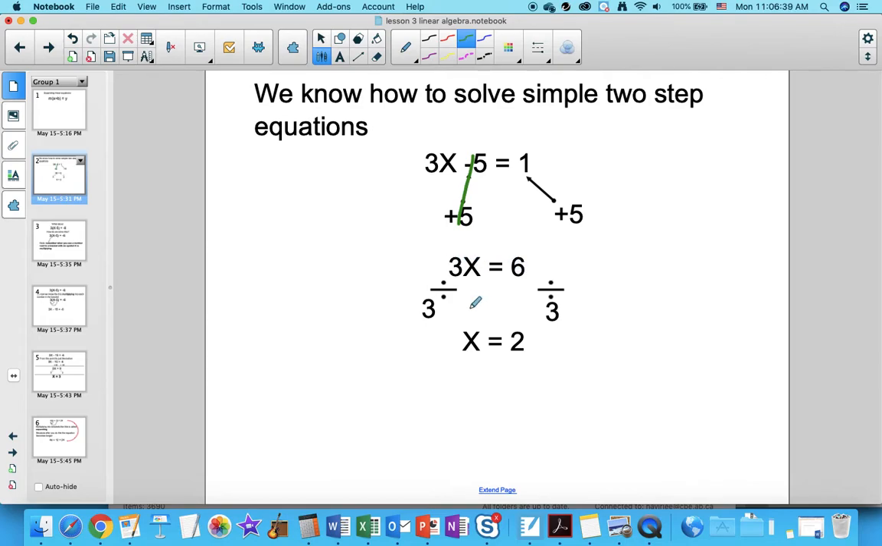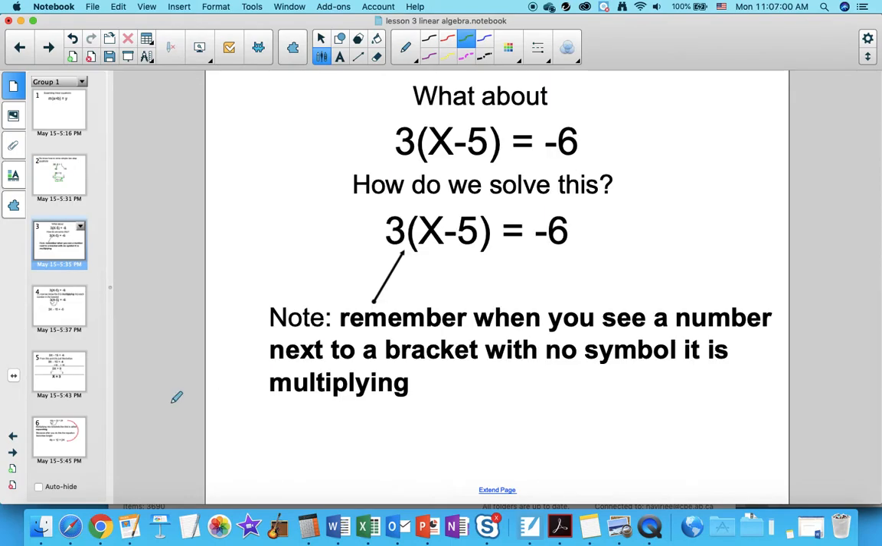3 times x, okay, I'm multiplying by 3, so I divide by 3. Whatever I do to one side, I do to the other. So 6 divided by 3, well, that's 2. And this cancels out. Now I have x equals 2. Right? x equals 2 is our answer. And we can check our answer, right? You can put the 2 instead of the x. 3 times 2 is 6, minus 5 is 1. And that works.